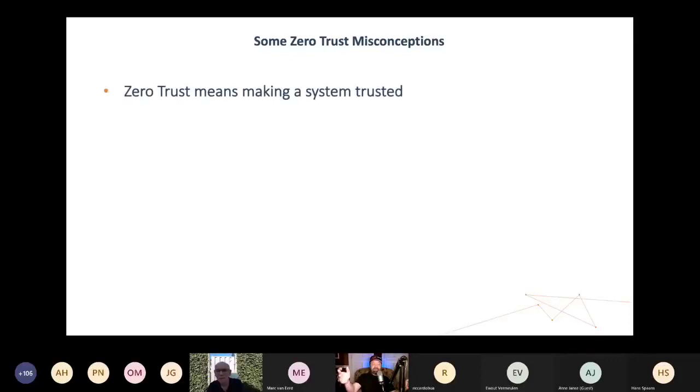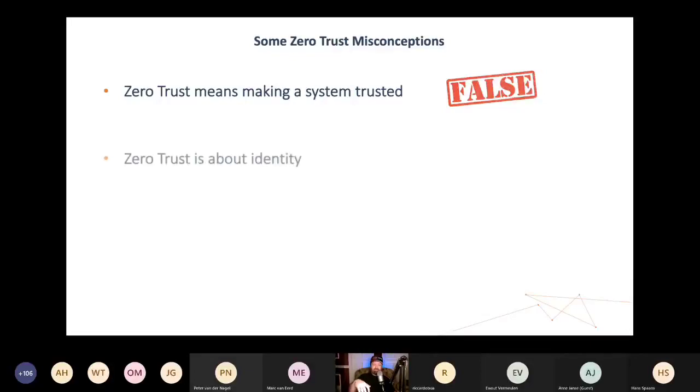Zero trust means making a system trusted. No, that's false. One of the ways you can tell a charlatan in zero trust is that they talk about, we're going to make this a trusted system. That means they don't understand it, right? You're seeing people talk about implicit trust. No, it's zero trust, not implicit trust. Trust is always a bad thing, and I'll talk about that in a minute.